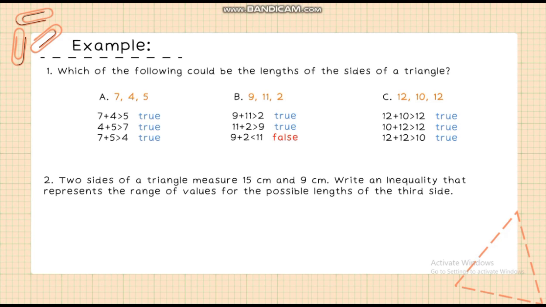So, in order for us to identify the measurement of the third side, we are going to use this formula. The third side is always greater than the difference of the pair sides, but less than the sum of the pair sides. x is greater than 15 minus 9, but less than 15 plus 9. So x is greater than 6, but less than 24. So all the possible values of x range from 7 to 23.